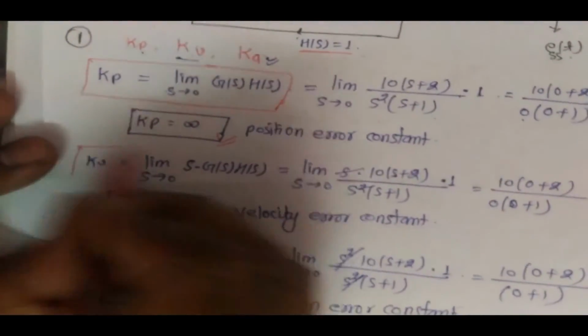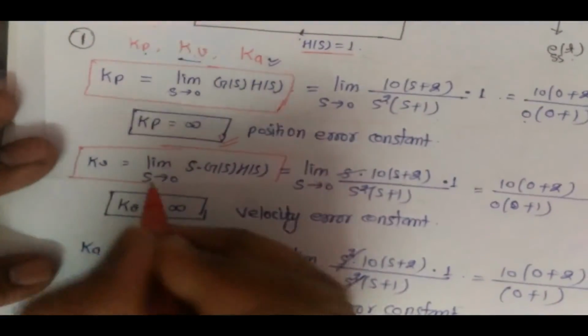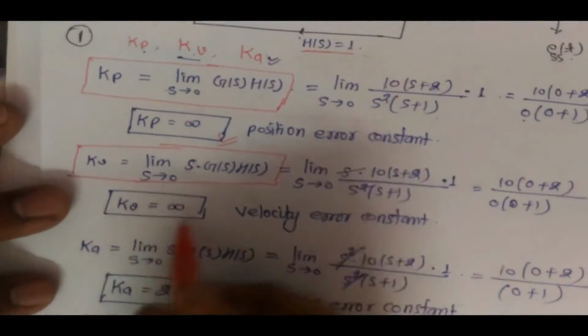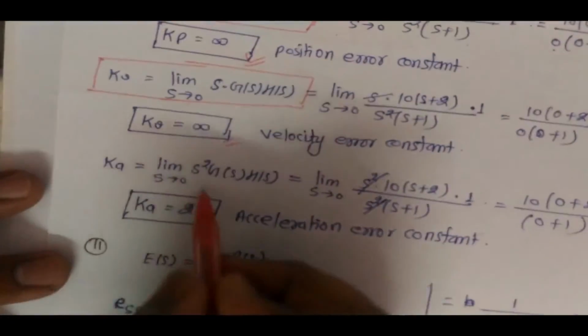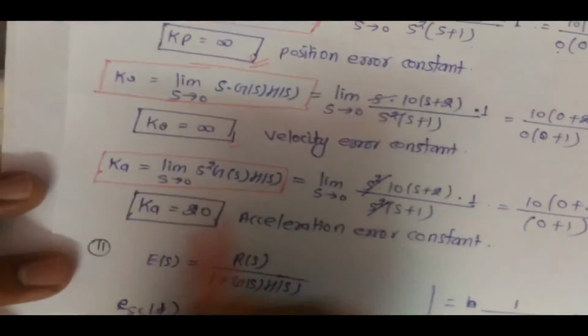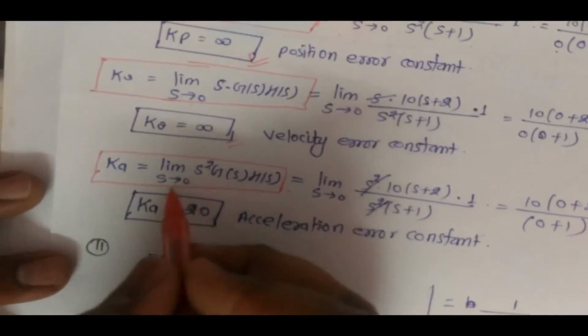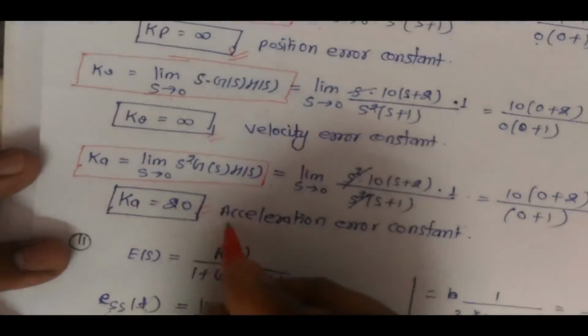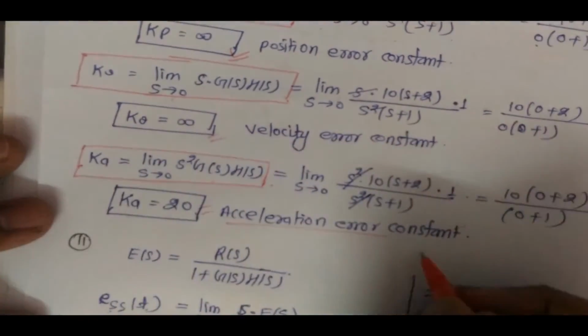Similarly, we already know that Kv is equal to limit s tends to 0 of s into G(s)H(s). We have solved here. And we also know the value of Ka. Ka is the acceleration error constant. Ka is equal to limit s tends to 0 of s square G(s)H(s). This is the first part of the question.